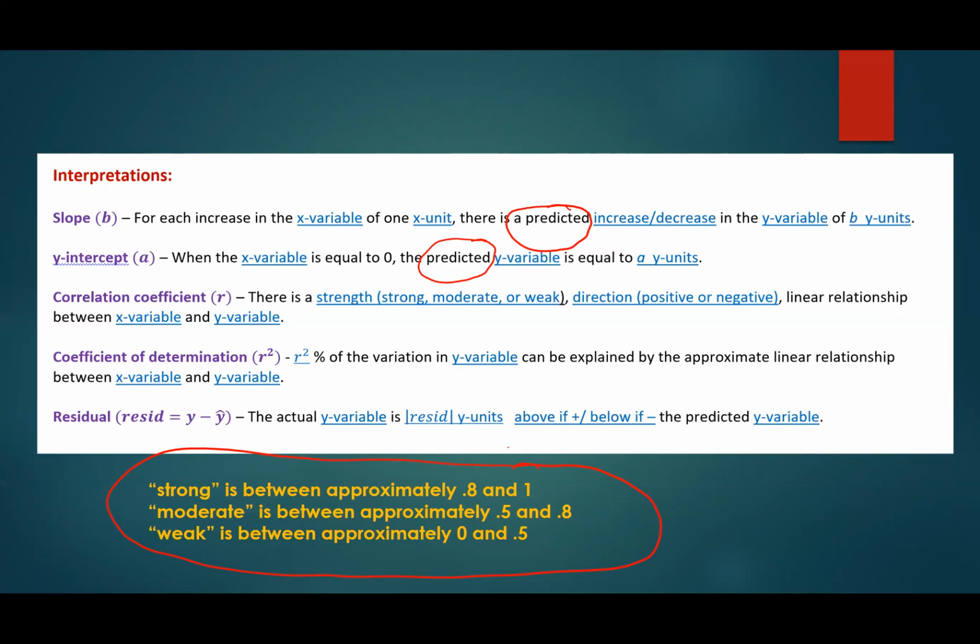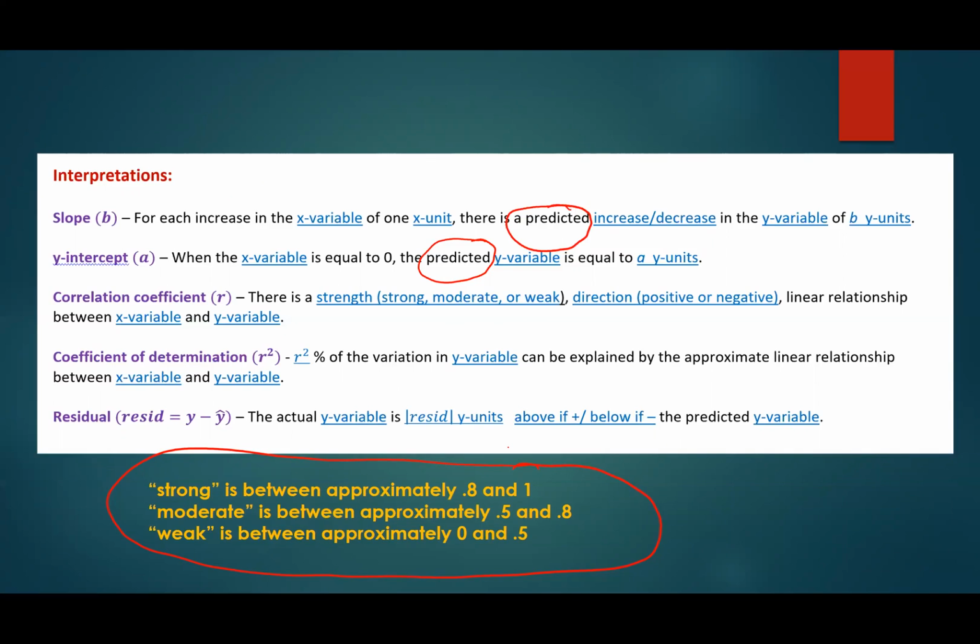If you're looking at a graph trying to determine if it's strong, moderate, or weak, and you can't decide between strong and moderate, call it moderately strong. If you can't decide between moderate and weak, call it moderately weak. But only do that when looking at the graph. If you have r, you should be able to determine which it is. And then direction is going to be positive or negative.